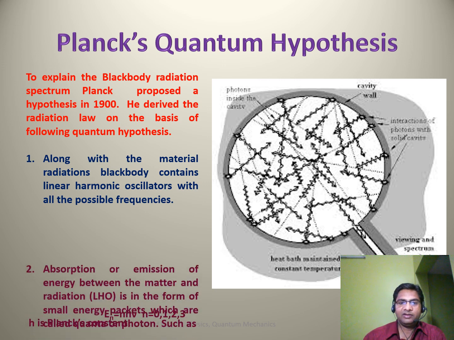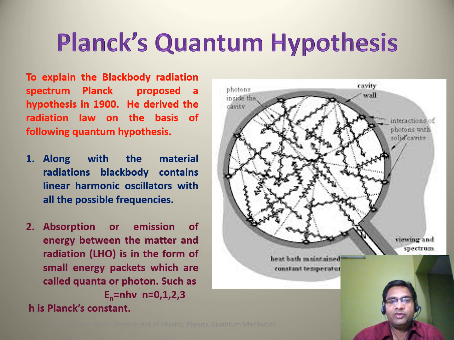Secondly, he assumes absorption or emission of energy between matter and radiation. This radiation is these linear harmonic oscillators, LHO. Basically, we also call these linear harmonic oscillators Planck oscillators. So Planck assumed that absorption or emission of energy between matter and linear harmonic oscillator is in the form of small energy packets, or it is discrete, and these energy packets are called quanta or photon.